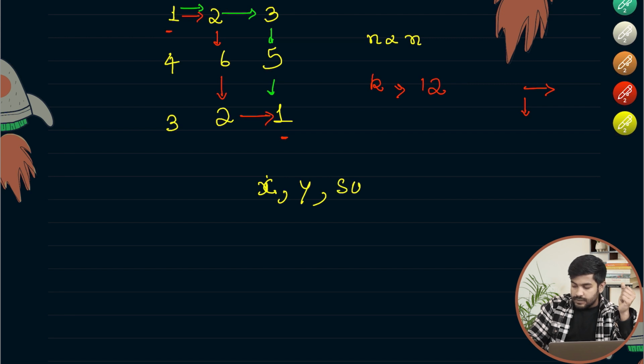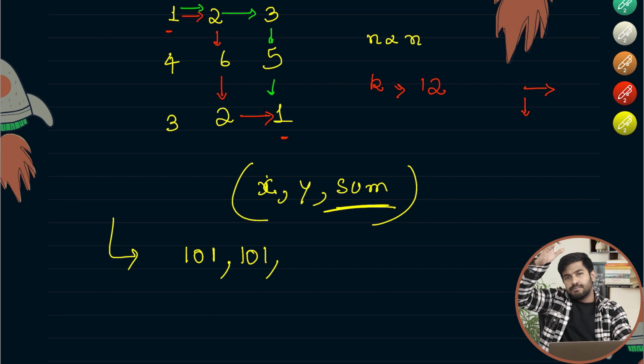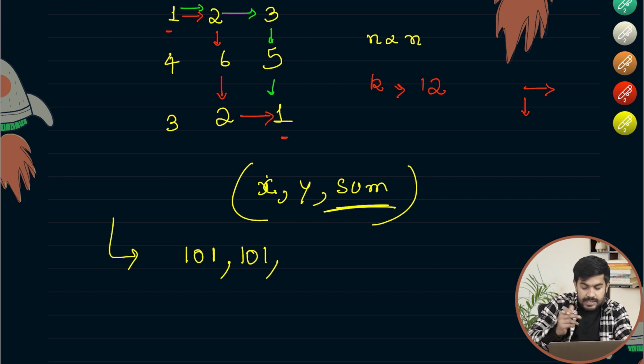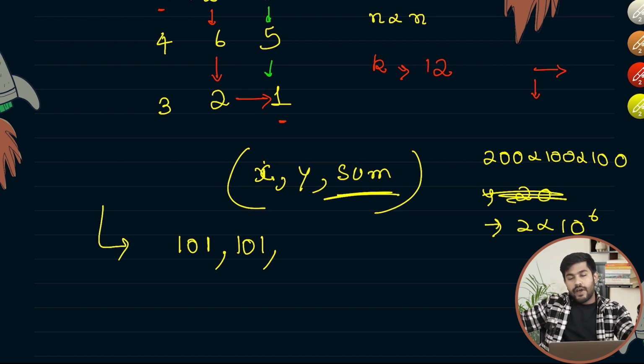So if you want to memoize these three, then the maximum value of x can be what? The maximum value of x can range from 0 to 100. So we need 101 space. Y would be the same because it is n cross n. Okay, this is fine. And then we have the sum. Now the sum can be the maximum sum out of the array, so that would be 200 multiplied by 100, and that would be 2 multiplied by 10 to the power 6. And this would be a very large array.